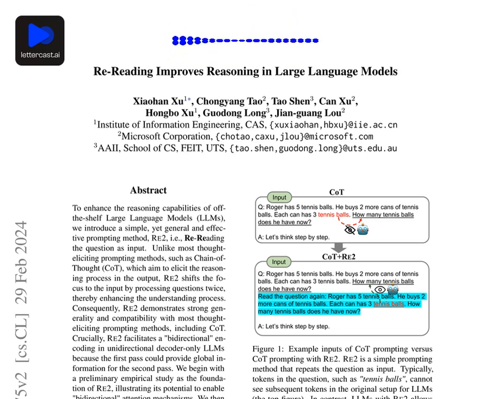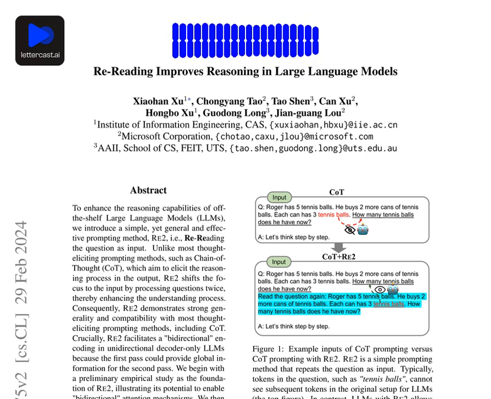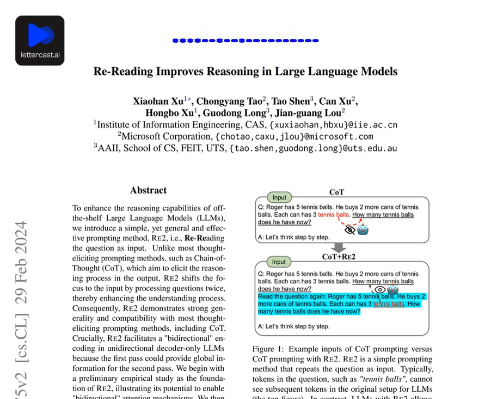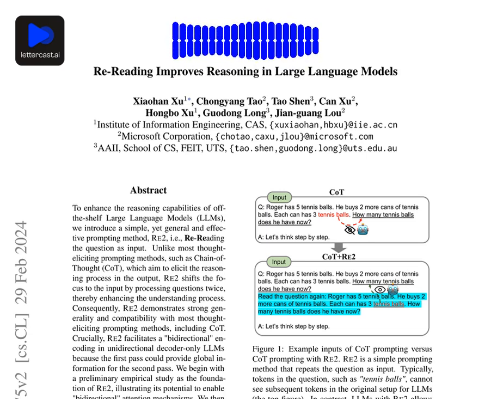Absolutely, Mira. The original problem that Re2 addresses is enhancing the reasoning capabilities of off-the-shelf large language models, or LLMs. Traditional methods often focus on how the model generates its output, but Re2 shifts the focus to how the model processes the input by rereading questions. This approach allows for a kind of bidirectional encoding even in unidirectional models, which is pretty innovative.